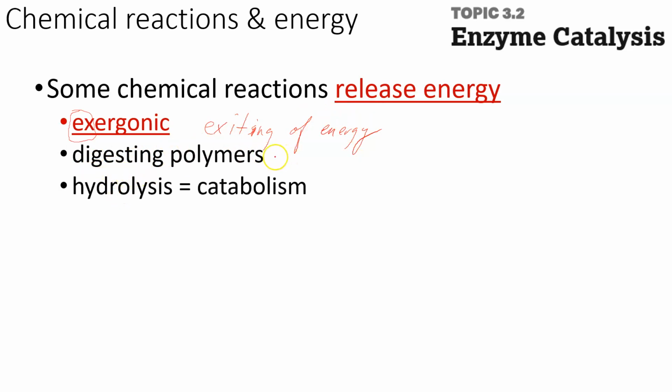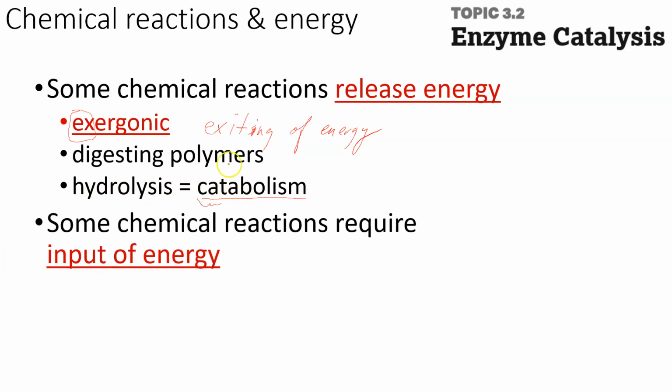You'll find this, again, we talked about this in the last slide, but the breakdown of things to the component monomers, usually with the release of energy, typically through the process of hydrolysis. It's called catabolism. There's that prefix again, cat.